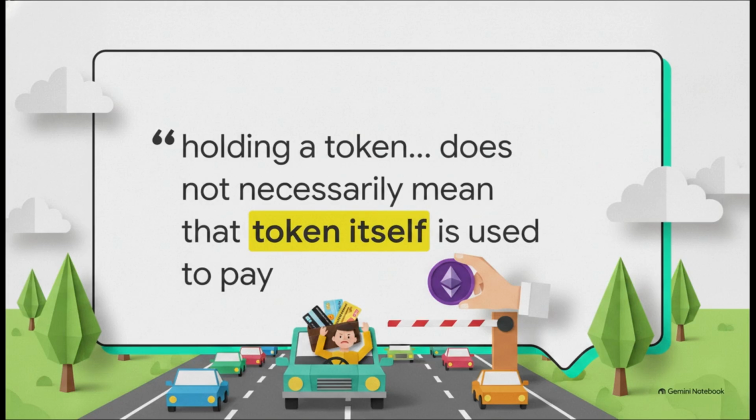And this leads us to a uniquely frustrating situation, beautifully captured in this quote from our source material. Holding a token on a particular blockchain does not necessarily mean that token itself is used to pay the network fee. Imagine driving onto a toll road with a physical wallet absolutely stuffed full of gift cards, but no actual cash. You're completely stuck, right? In crypto, a blockchain usually requires its own native asset to pay the fee. So if you're sending some random token on the Ethereum network, you cannot pay the fee using that random token. You absolutely must have actual Ethereum in your wallet to pay the gas. If you don't, your transaction is just sitting there, stuck at the toll booth.